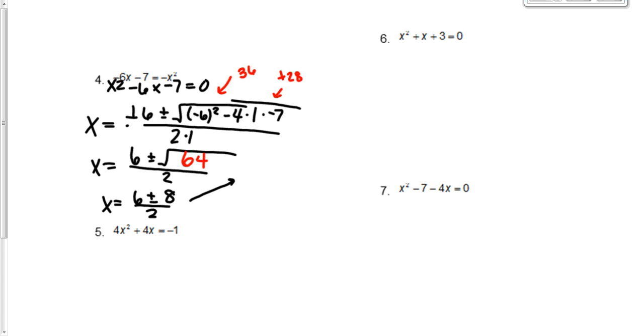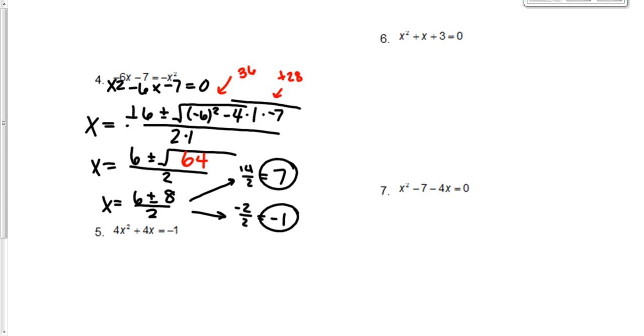So that gives me 2 answers. 6 plus 8 is 14. 14 over 2 is 7. There's the first answer. 6 minus 8 is negative 2 over 2, which is negative 1. Here's my second answer. Okay? That's really all it is.